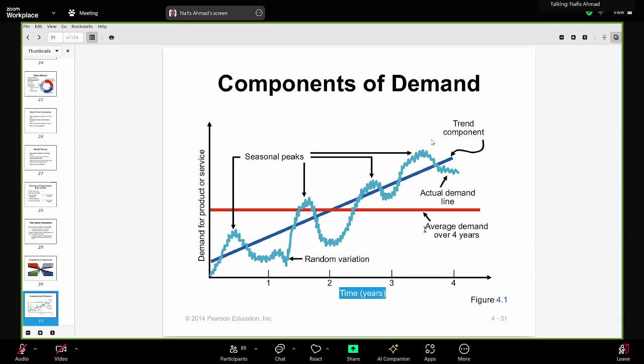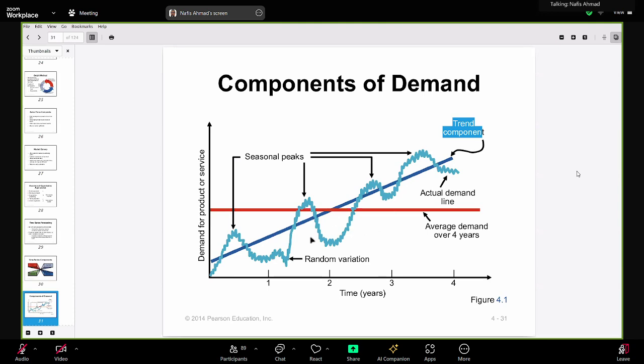As I mentioned earlier, there is a trend component. Okay, trend. The trend is a straight line, an increasing straight line. Demand for electricity in a city increases like a straight line. Demand for some commodities, LPG, petrol, diesel, is like a trend. Okay.